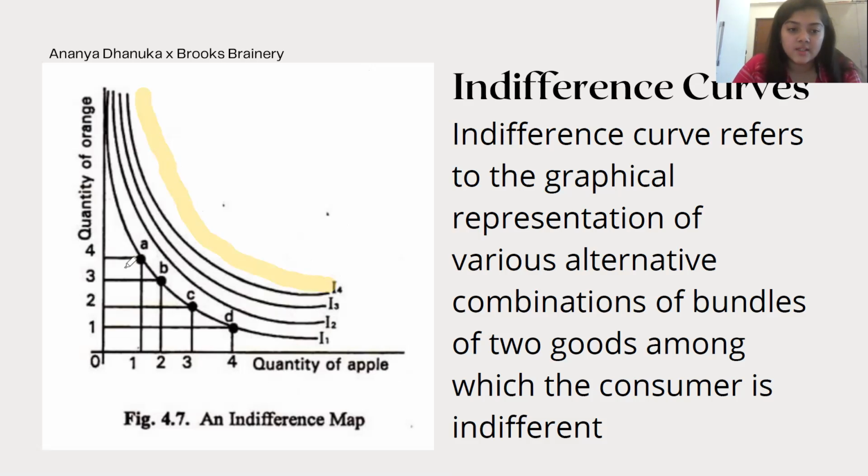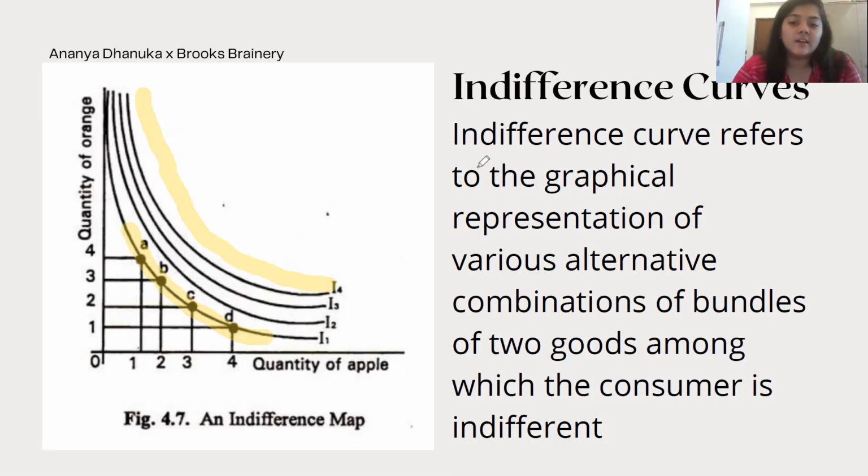What are these points A and B doing? All of these points correspond to different bundles. We've been talking about bundles, so I hope that's very clear. A represents 1 unit of apple and 4 units of orange. B corresponds to 2 units of apple and 3 units of oranges, and so on. So you've plotted 4 bundles. But why do they lie on one indifference curve? What is the logic behind it?